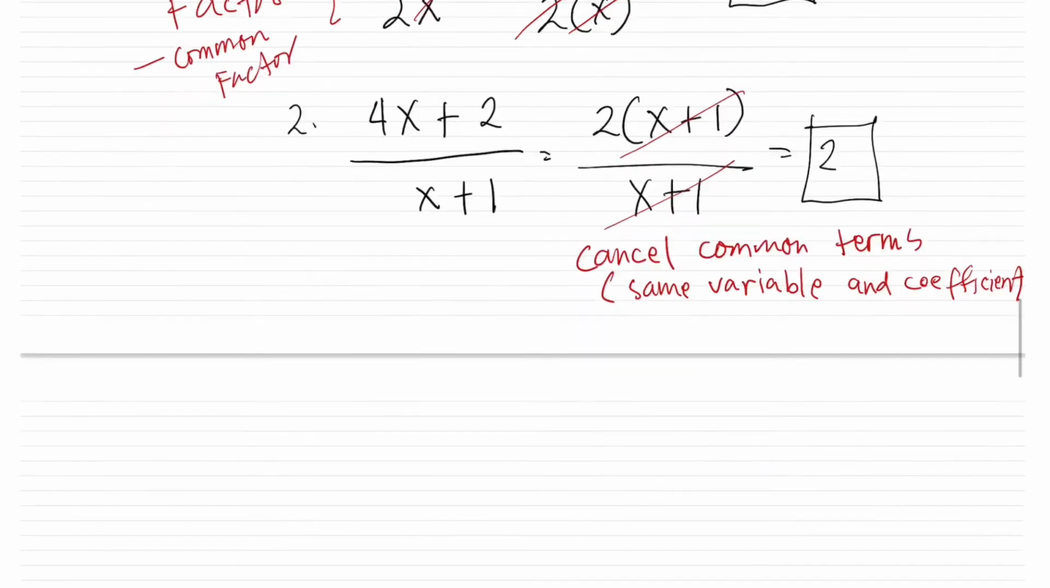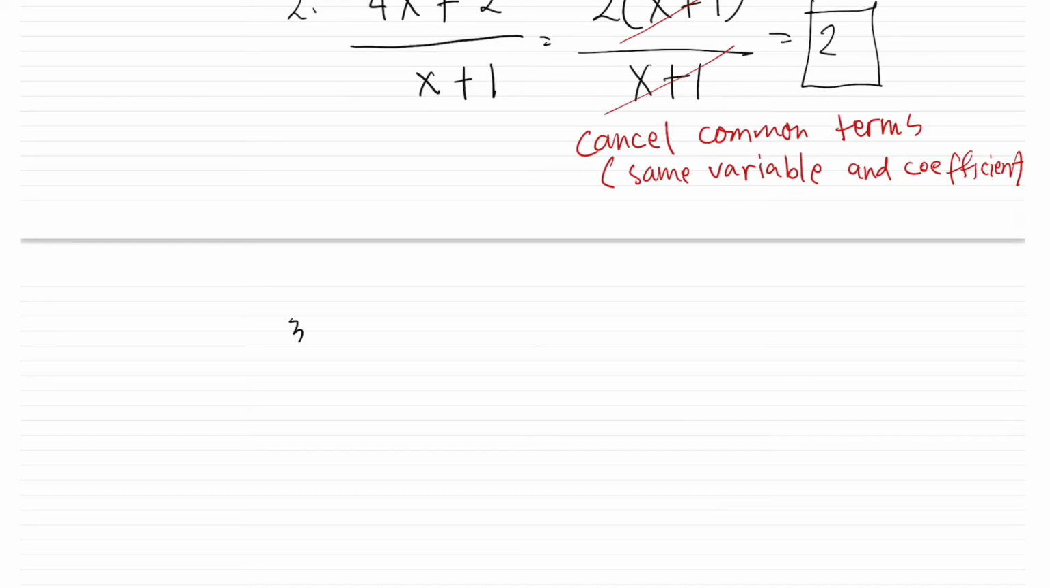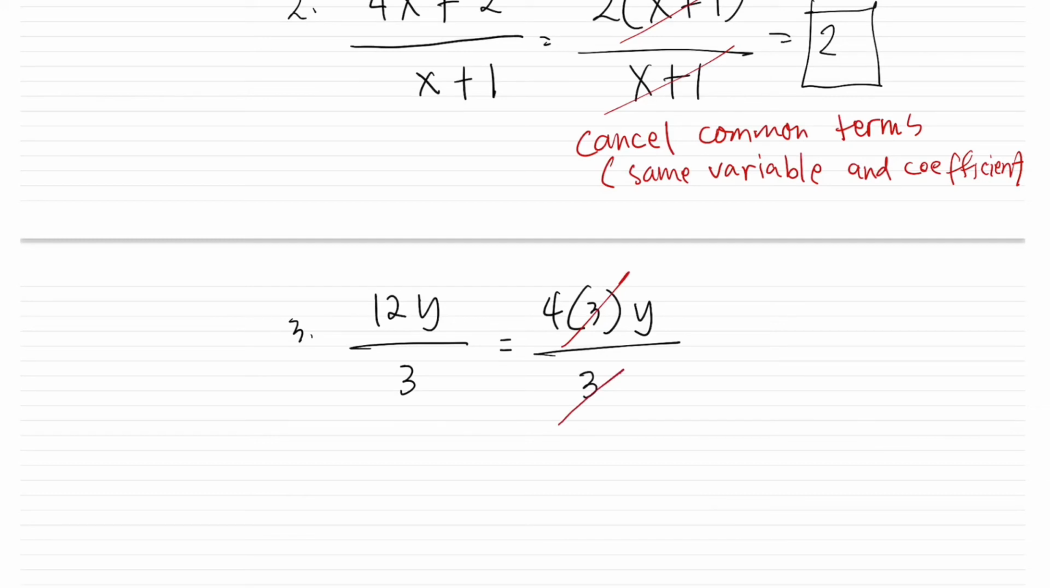Let's have another example. If I have 12y divided by 3, again we factor out 12, so we have 4 times 3 times y over 3. Notice there's a 3 here, so therefore our final answer is equal to 4y. That's how we divide algebraic expressions.